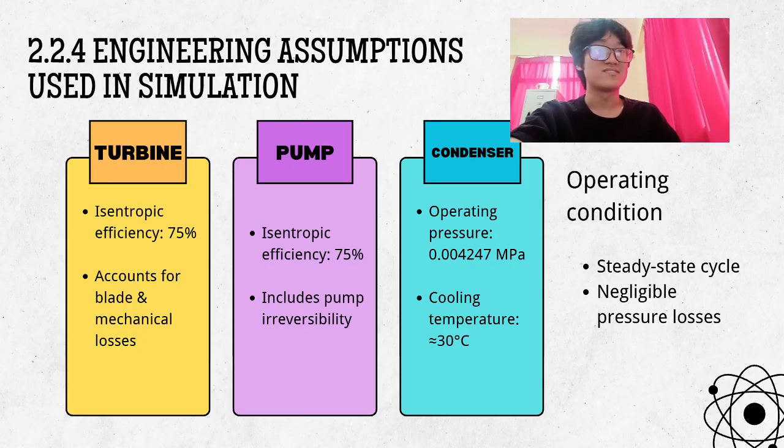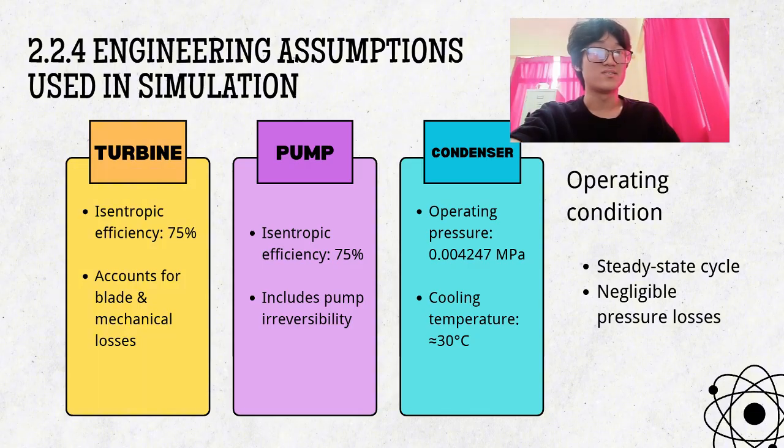As for the condenser, the operating pressure was assumed to be 0.004247 MPa, which corresponds to a condensation temperature of approximately 30 degrees Celsius. This assumption represents a realistic cooling condition considering the ambient environment at Samajaya Free Industrial Zone.